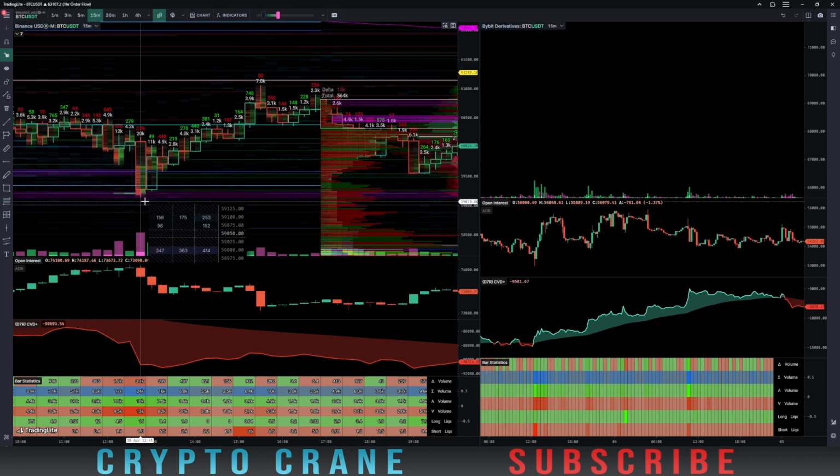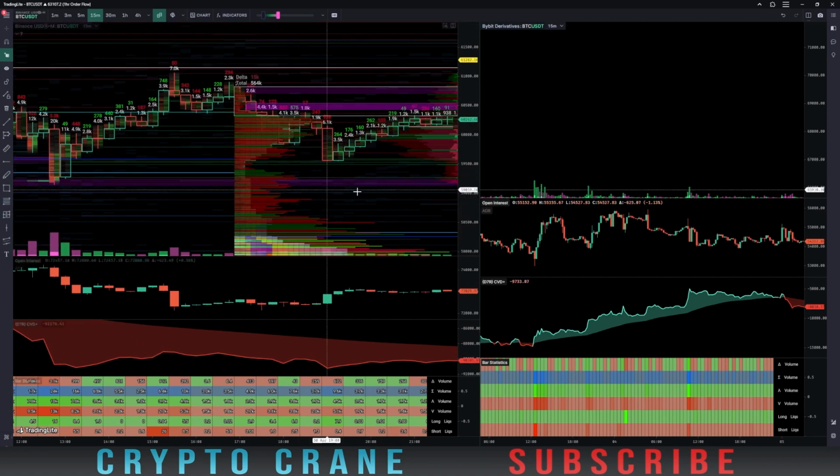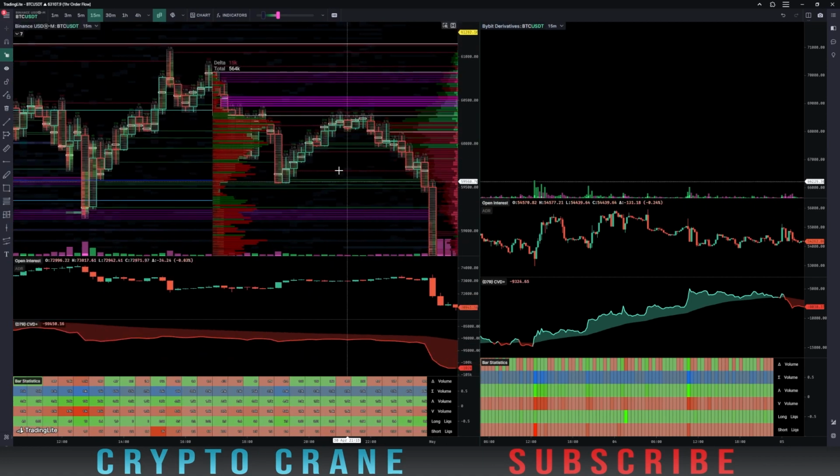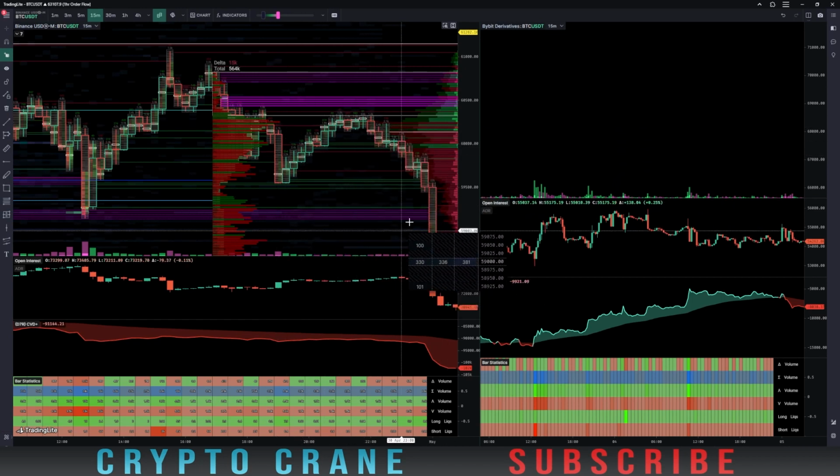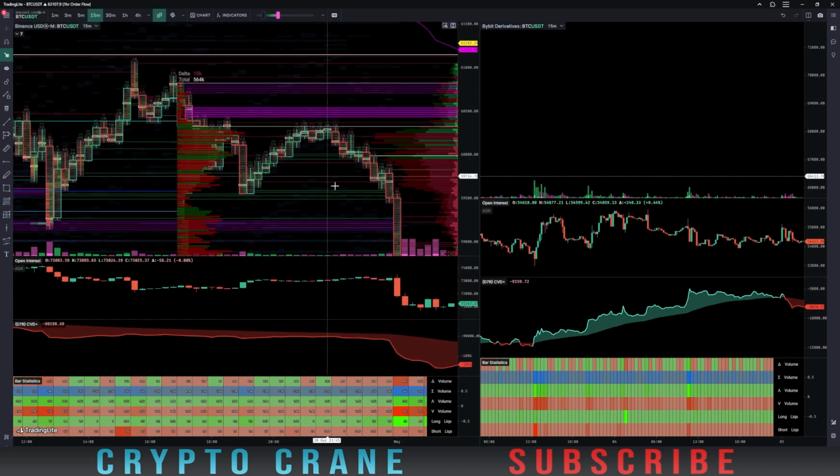So a lot of times you will miss the failed auction, and then you can just go ahead and enter the golden pocket. It's not the worst thing to do to enter that golden pocket. So you would have entered here, right? This is what we're talking about, and then it rolled over, would have stopped you out.